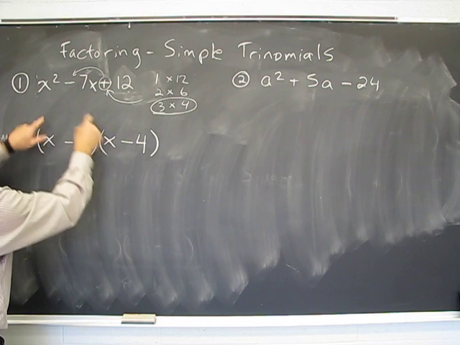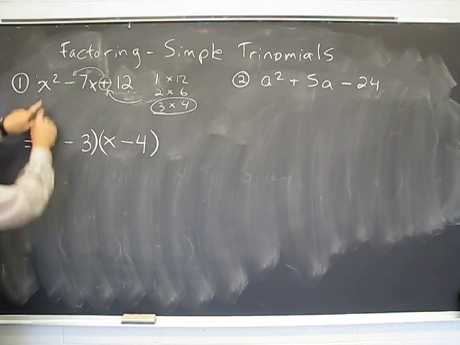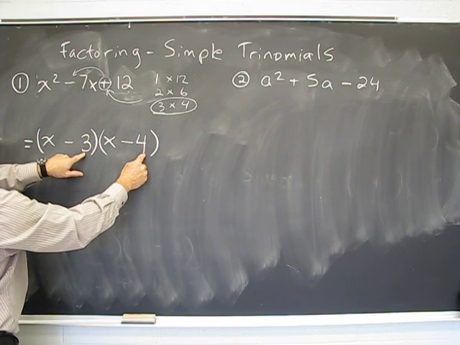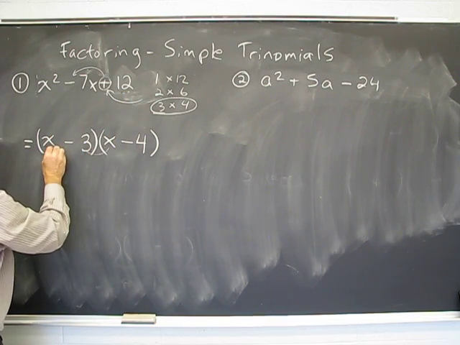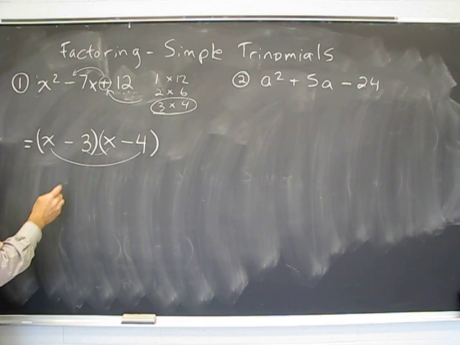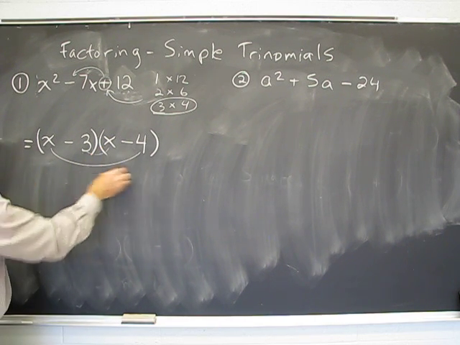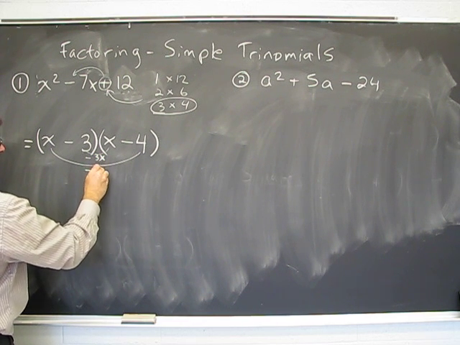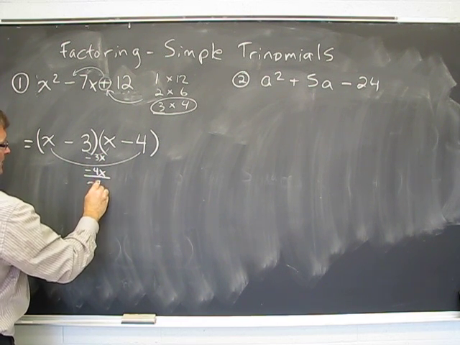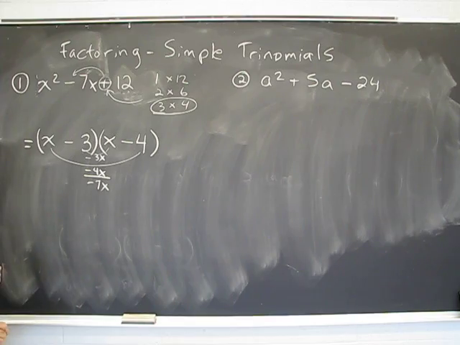Double check, is x times x equal to x squared? Yeah. Is negative 3 times negative 4 going to give you positive 12? Yeah. And is negative 3x and negative 4x going to add together? These 2 products are going to form 2 terms, negative 3x and negative 4x, and they're going to add together to give the middle term, negative 7x.